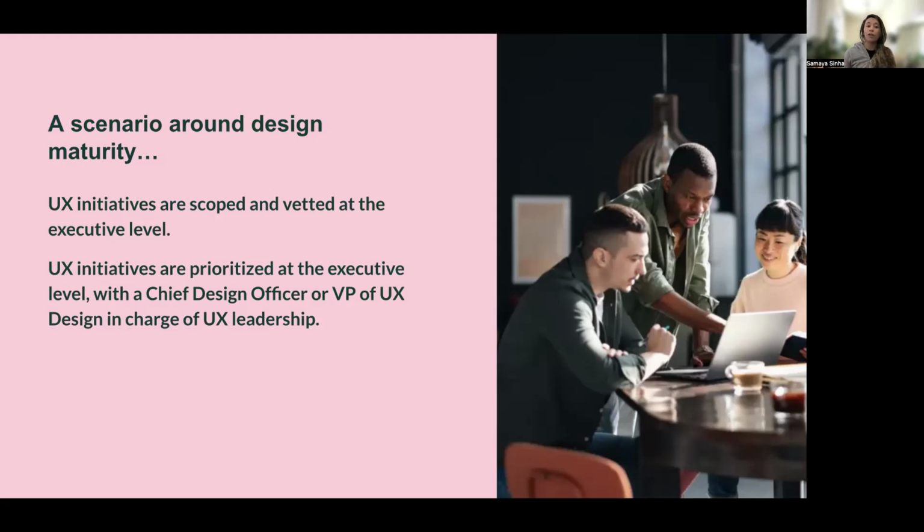So in terms of thinking about a design mature organization, UX initiatives tend to be scoped and vetted at an executive level. And then those UX initiatives are prioritized at the executive level, usually through a chief design officer or a VP of UX design who is in charge of UX leadership. So when you have UX representing the business at the highest level, you can be sure that UX is prevalent throughout the business, and that you can consider this organization to be design mature.